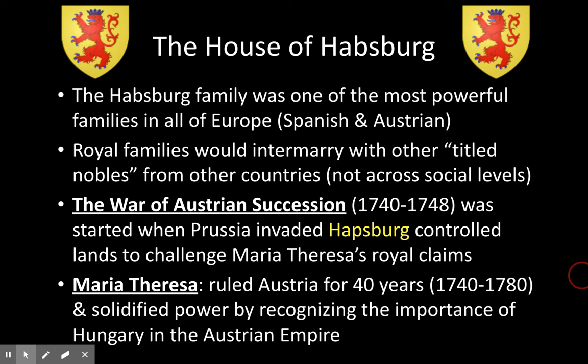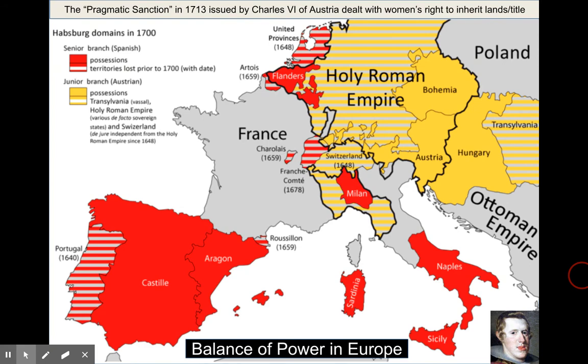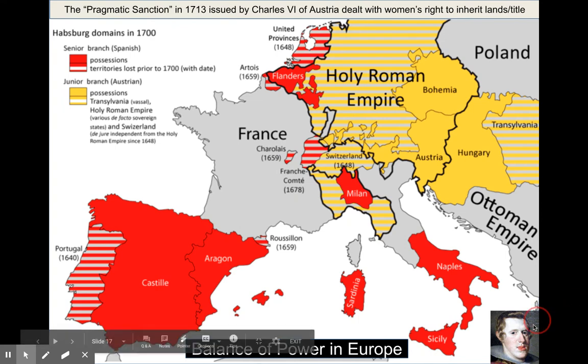And she solidified power by recognizing the importance of Hungary in the Austrian Empire. So actually, Austria starts to call itself Austria-Hungary, or the Austro-Hungarian Empire, and it's going to last all the way to World War I. So it's definitely something you're going to want to be familiar with, the House of Habsburg. This right here, you can see the red is the Spanish branch of the Habsburgs. The yellow is, of course, the Austrian branch of the Habsburg Empire. And Habsburg people, or especially the kings, are known for having some genetic defects because there was so much intermarrying.